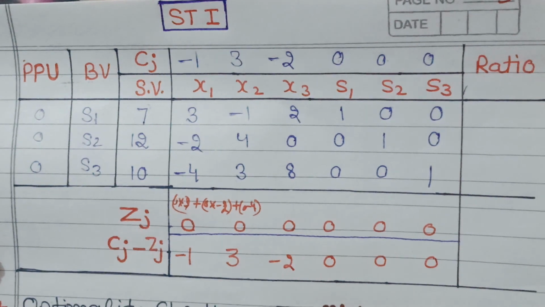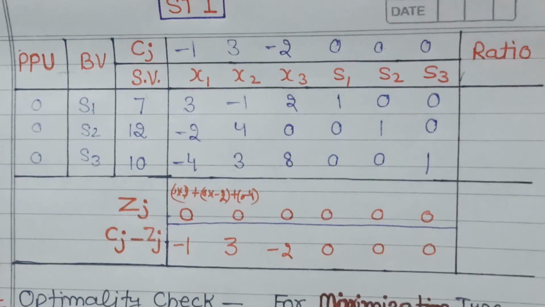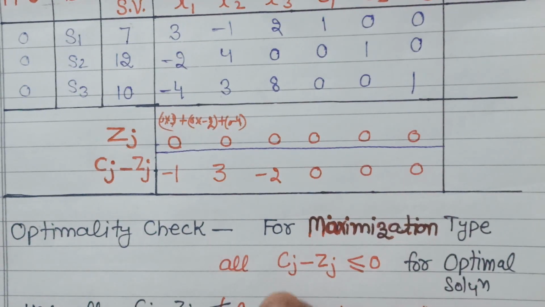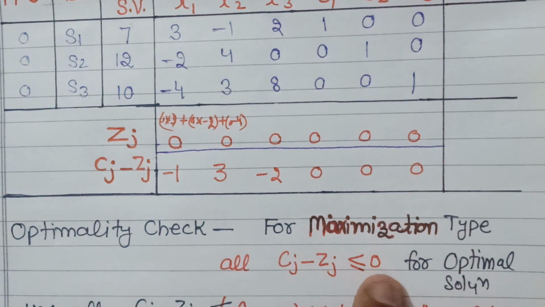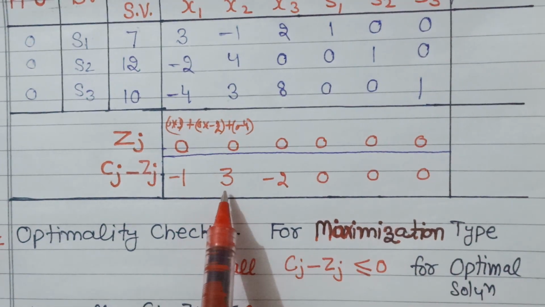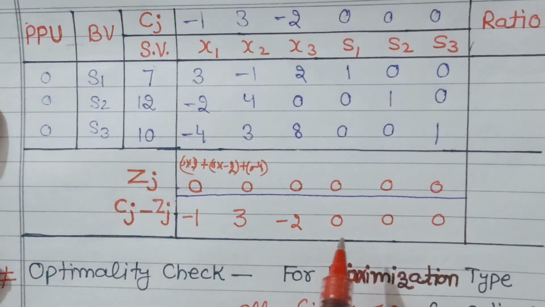So now we have to check for the optimality condition. In case of a maximization problem, the solution will be optimal if all Cj minus Zj are less than or equal to 0. But in this case you will see that this value is not less than or equal to 0, so this is not an optimal solution.